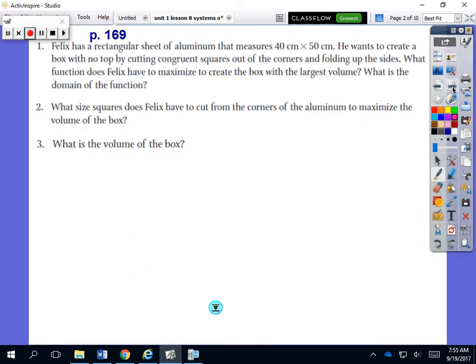Now I want you to turn to page 169 in your book and try this problem from start to finish. So set up your problem, draw the picture, enter it in the calculator. Stop the video and try that problem.